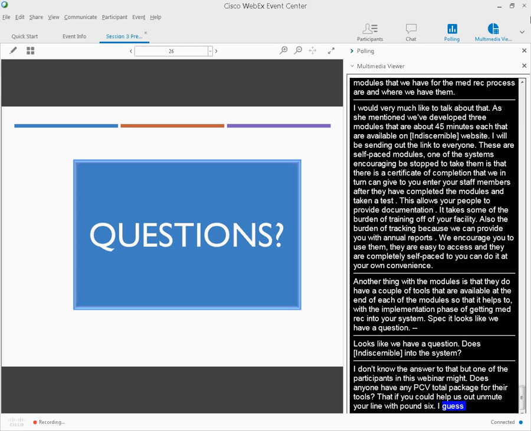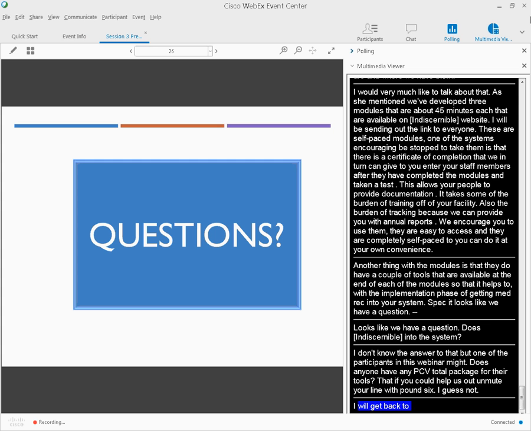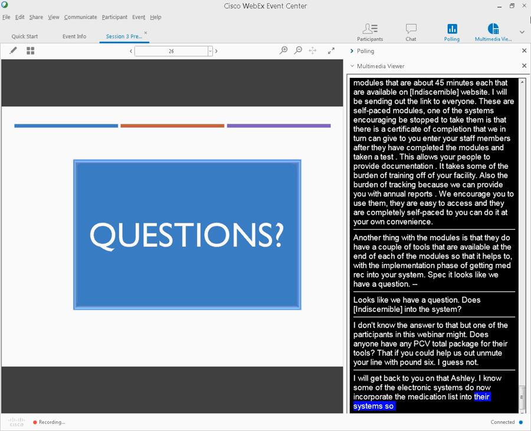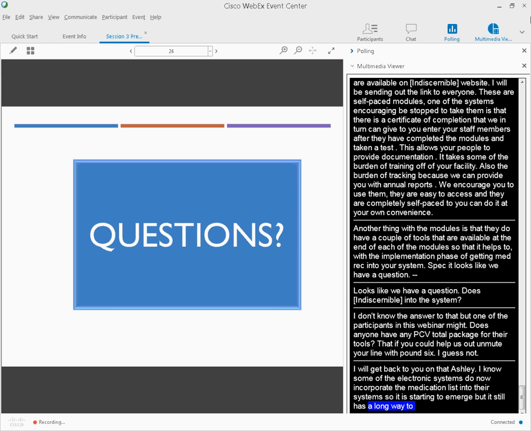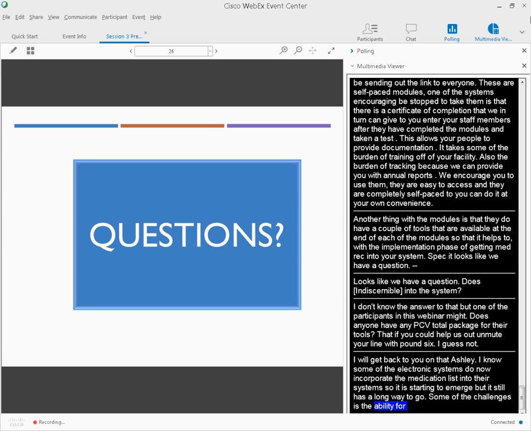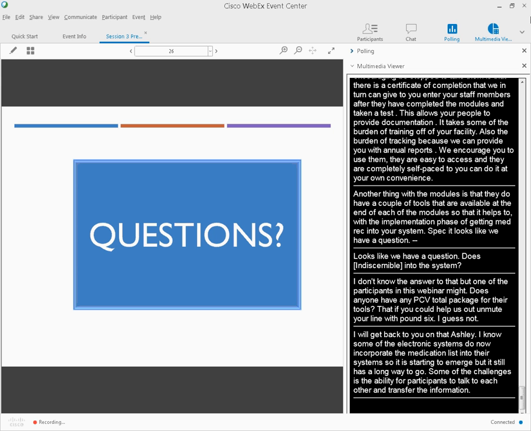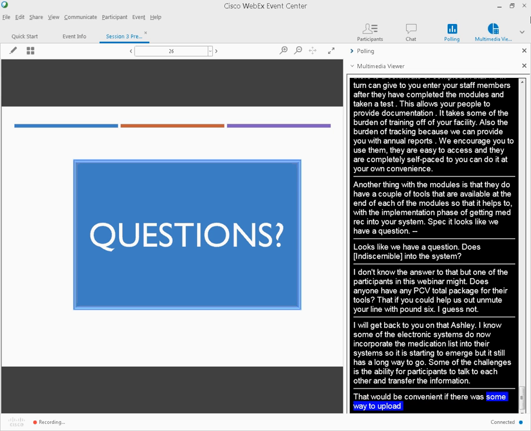I know that some of the electronic health systems do now incorporate the medication list into their systems, so it's starting to emerge, but it still has a long way to go. Again, that's one of the challenges that we've seen with MedRec, the ability for systems to talk to each other and to transmit that medication list across care settings. But that certainly would be convenient if there was some way to upload the med list into that tool, so then you would only have to do the review. I'll check on that for you, Ashley.